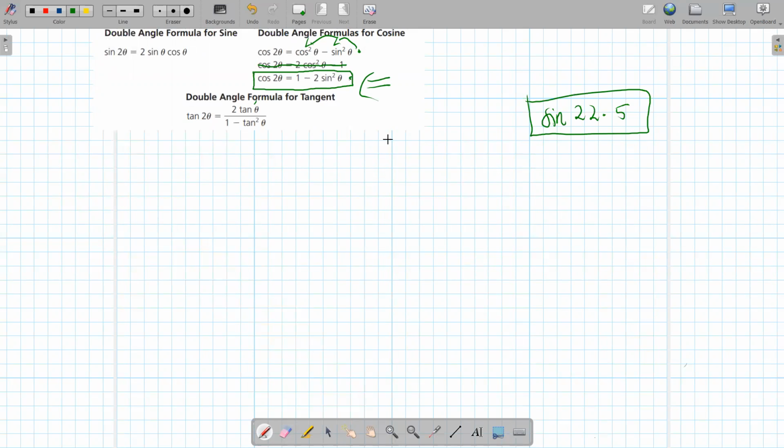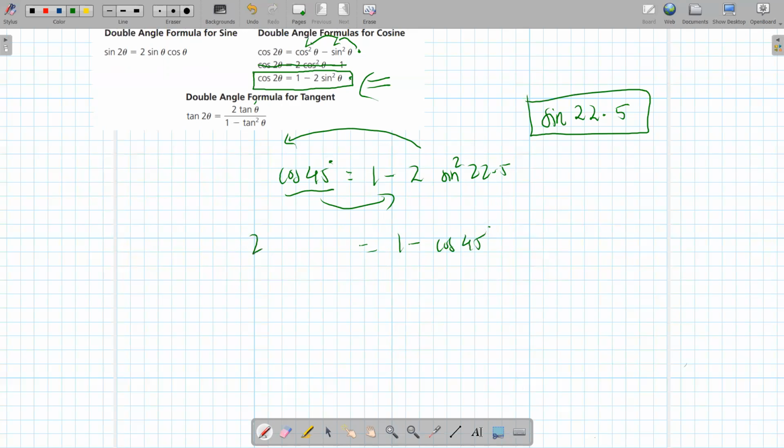And here's the setup for this. If theta is 22.5, what's going to be 2 theta? 45, right? So look at this setup. Cos of 45 is equal to 1 minus 2 times sine squared 22.5. See that? Now we're going to move this to this side because I don't like negative numbers. You don't have to do this step, but it's cool. Is this all you have to do and then you just solve? Yeah, you just solve for this now.